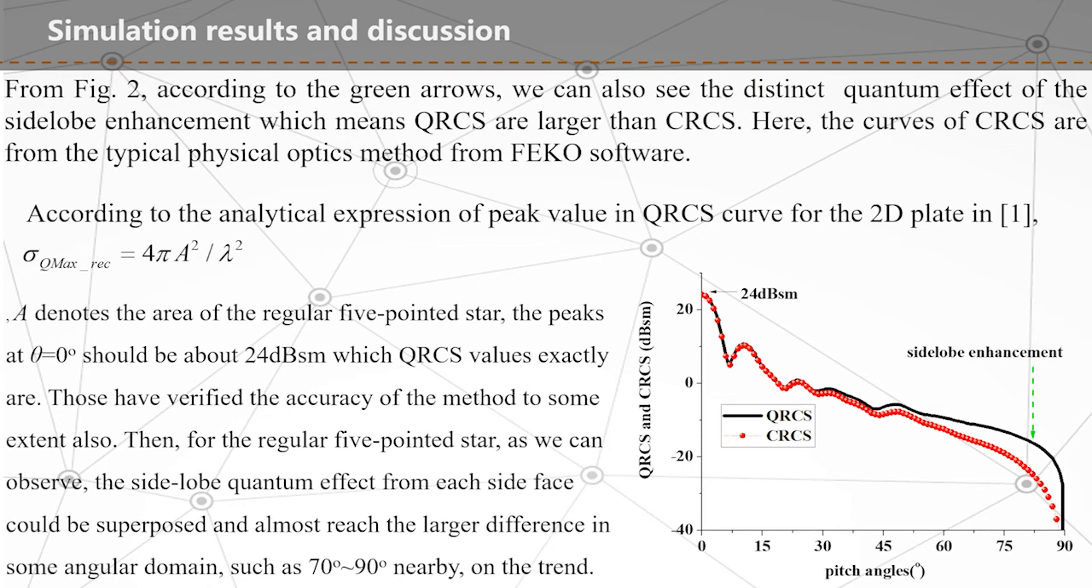Then, for the regular 5-point star, as we can observe, the side-lobe quantum effect can be seen, especially in the angle domain, such as 60 degrees to 90 degrees nearby.